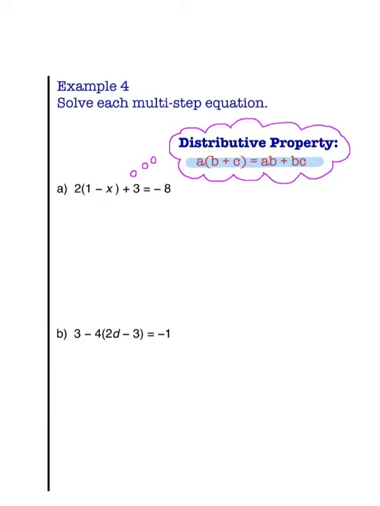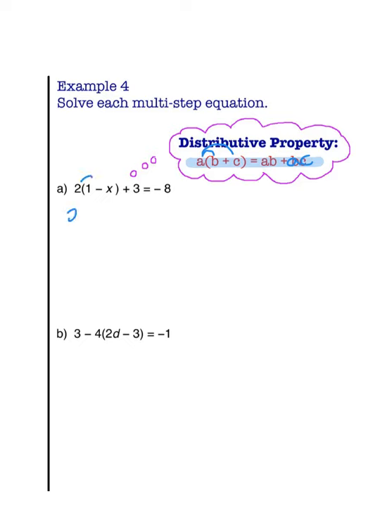So, reminder, if there is a number outside of parentheses with addition or subtraction going on in between or inside the parentheses between terms, you can distribute that outside term to both. So if I have A times B plus C in parentheses, it's equal to AB plus AC. All right, so part A, I'm going to distribute that 2.